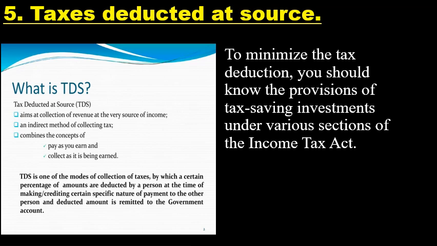It is an indirect method of collecting tax that combines the concept of pay as you earn and collect as it is being earned. TDS is one of the modes of collection of taxes by which a certain percentage of an amount is deducted by a person at the time of making or crediting certain specific payments to another person, and the deducted amount is remitted to the government account. To minimize the tax deduction, you should know the provisions of tax saving investments under the various sections of the Income Tax Act.